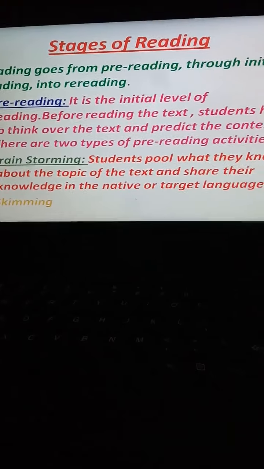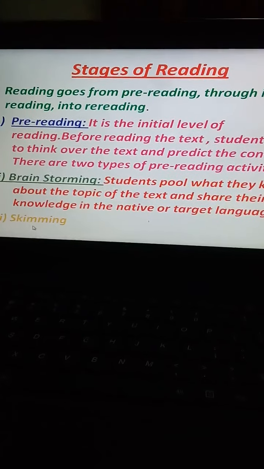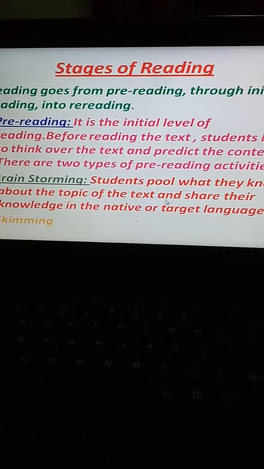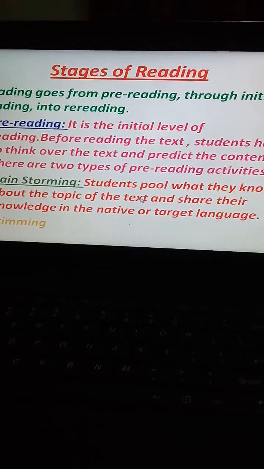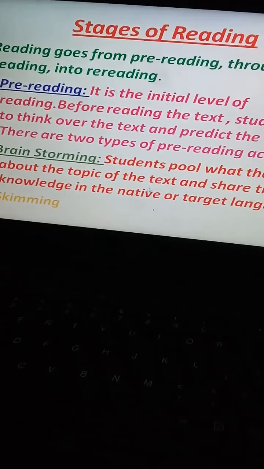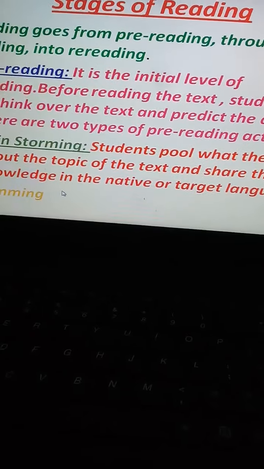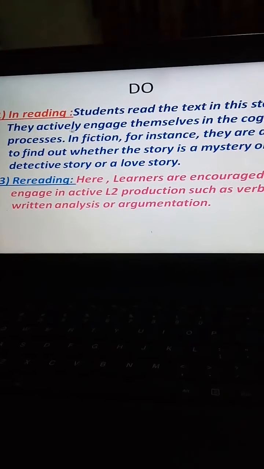There are two types of pre-reading activities. One is brainstorming, and another one is skimming. Brainstorming means before reading the text, students are asked what they know about the topic of the text and share their knowledge in the native language or target language.